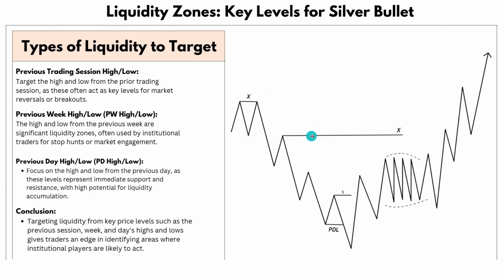So for the silver bullet, we're just going to be targeting previous session highs, previous week highs, or previous day highs. It only lasts about 1 hour, so we never hold these as long-term trades. These trades right here are short-term day trades. That's the silver bullet. It's a short-term 1 hour day trade strategy.